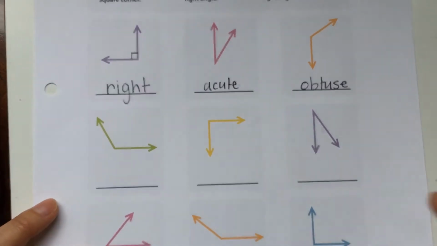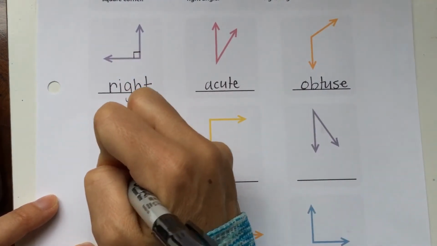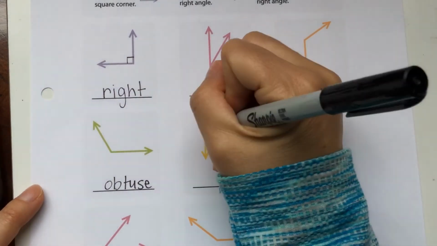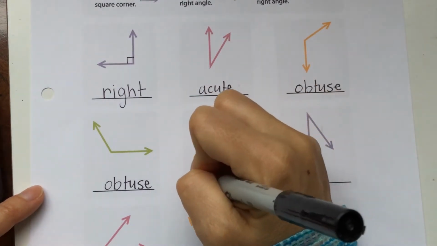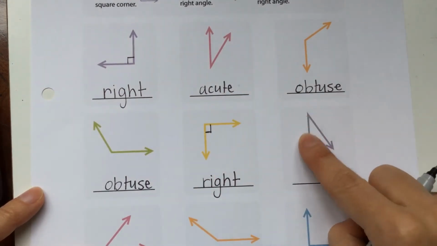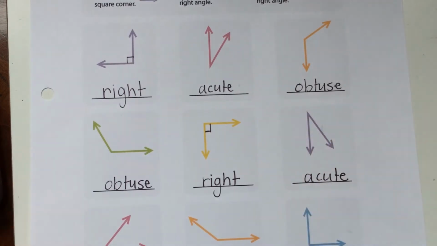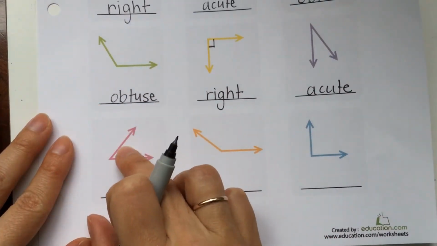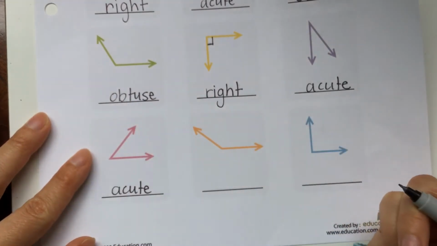Okay. This one, it's another one that's bigger than 90. It's obtuse. This one, we check it. Can we put a perfect square in the middle? We sure can. That means it's a right angle. If it's a skinny little angle, it's a cute little angle. Right? All right, last line. A little tiny itty bitty one. It's an acute little angle.